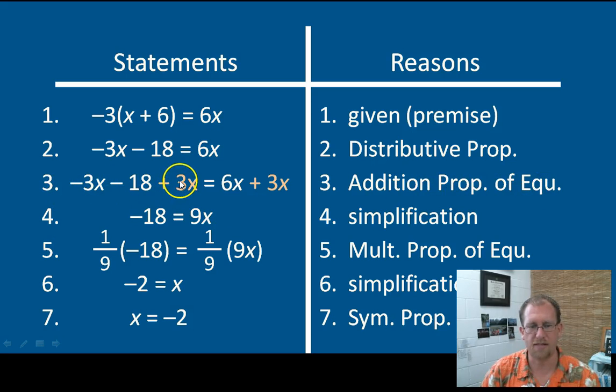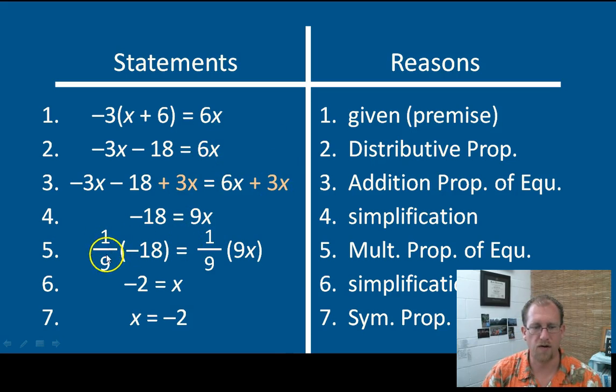Negative 3x plus 3x is now 0, leaving negative 18. And 6x plus 3x is now 9x. Okay? So I have negative 18 equals 9x. You can just say simplification. I'm doing math now, right? This was the addition property of equality. That's why I added the same thing to both sides.